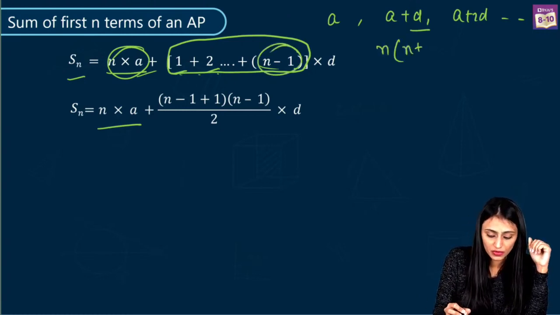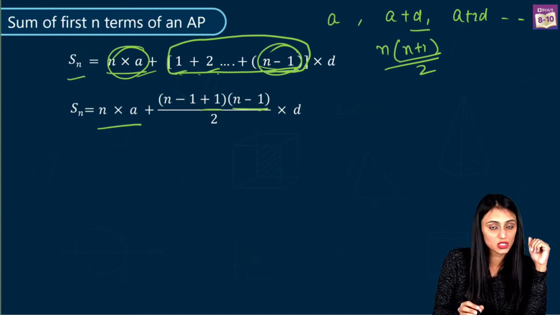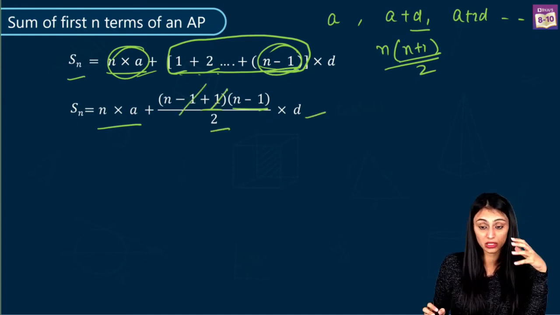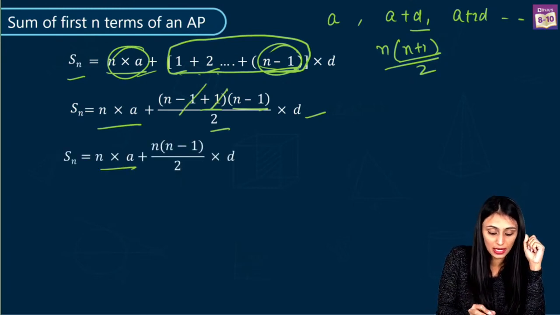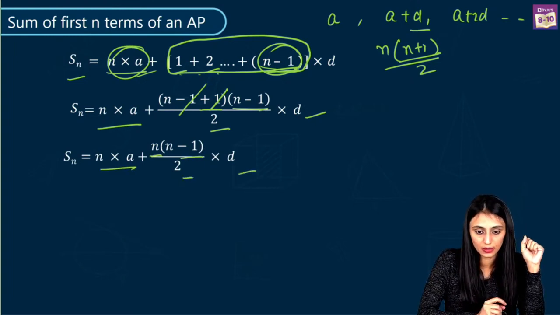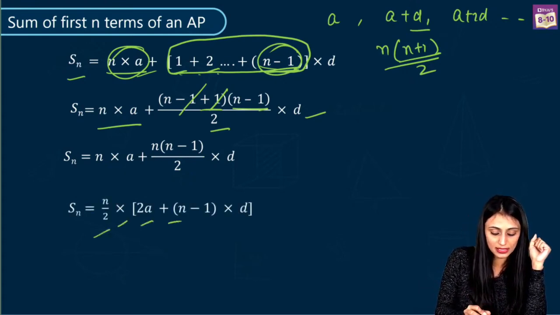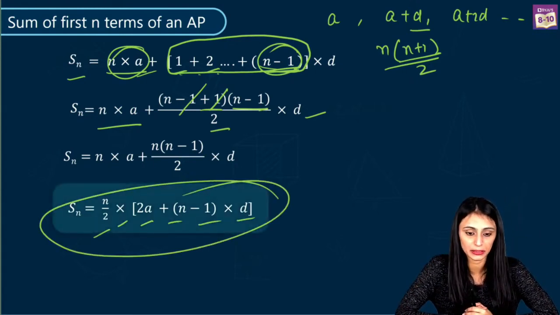To find the sum of the first n natural numbers, this is the formula that we used. Instead of n, you have n minus 1 and n plus 1. So in this n, if I add plus 1 to it, in the denominator I'll write 2, multiply this with d. I hope this step is clear. Instead of n, we have n minus 1 here. So this becomes n times a, plus n minus 1 by 2 times d. After simplifying this, we get n by 2 times (2a plus n minus 1 d). This is the formula for the first n terms of an AP.